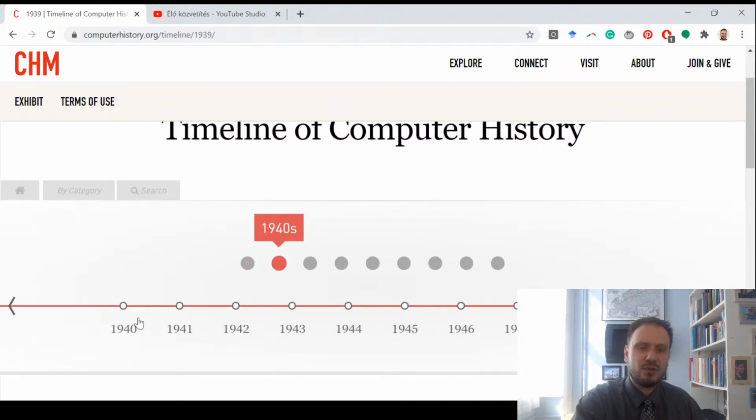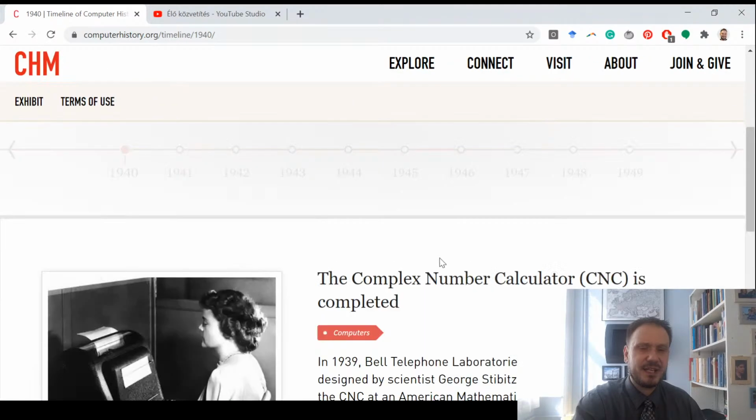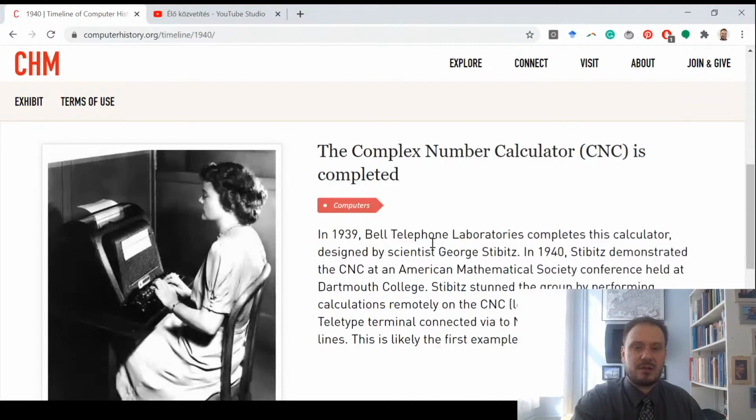We are moving to the 40s now. We are in 1940, where a quite sophisticated number calculator, the CNC, was completed by Telephone Laboratories, designed also by George Stibitz. And this calculator was demonstrated at the American Mathematical Society conference at Dartmouth College. This is the college which is famous for artificial intelligence research and studies.